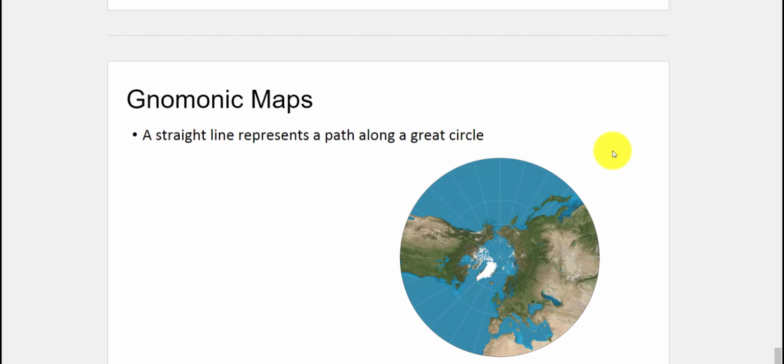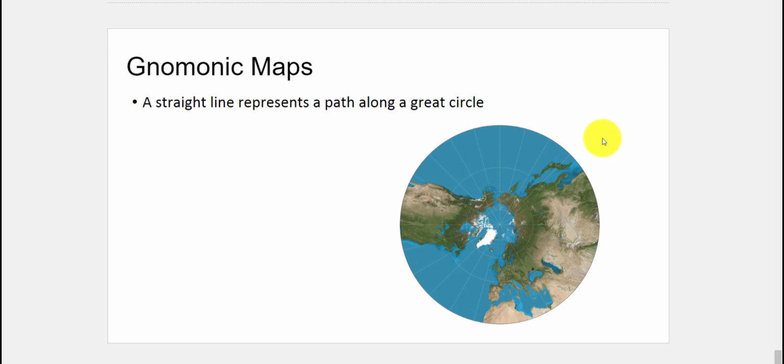A gnomonic map is a straight line that represents a path along a great circle. So a great circle is any circle that is a maximum distance around the Earth. One common great circle you can think of is the equator, and then lines of latitude also form smaller circles.